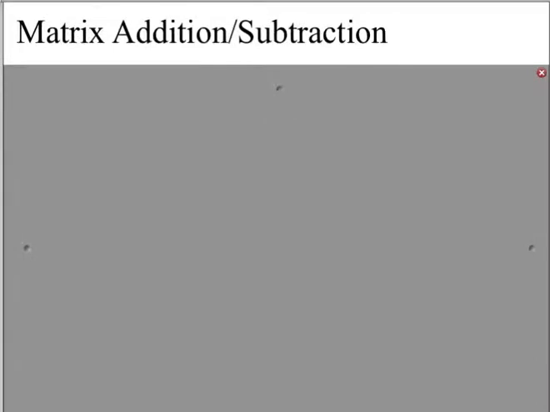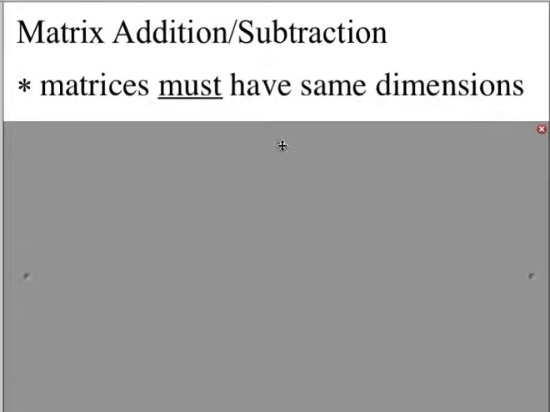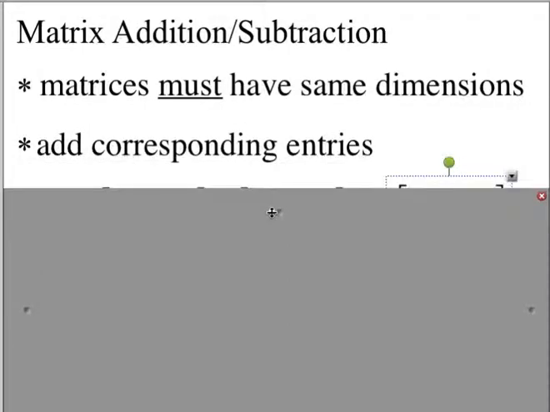Matrix addition and subtraction. There are a couple of things that have to happen in order for you to be able to add and subtract matrices. The first one is that matrices must have the same dimensions. They have to be exactly equal. So you can add a 2 by 2 and a 2 by 2, but you could not add a 2 by 2 and a 2 by 3. And then once you do have the same dimensions, you just add or subtract all the corresponding entries.